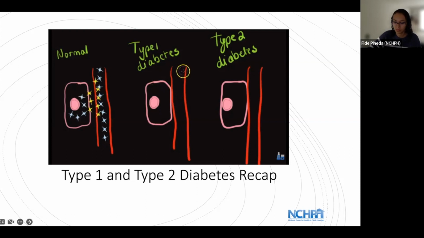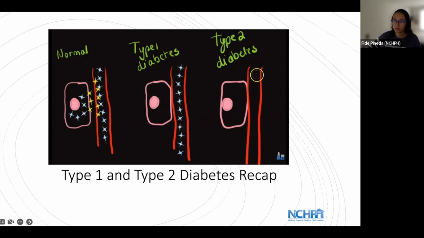Now, in a type 1 diabetic, the glucose arrives from the meal, but there is absolutely no insulin present since the islet cells of Langerhans got destroyed from the autoimmune process, and the type 1 diabetics just absolutely do not produce any insulin, and therefore the glucose cannot make its way inside the cell.